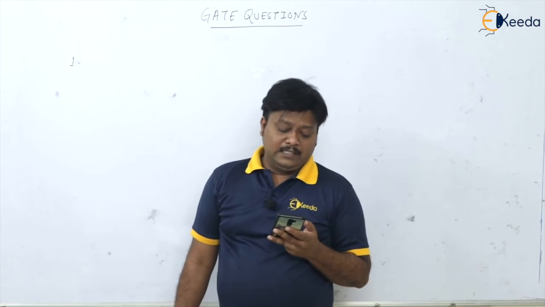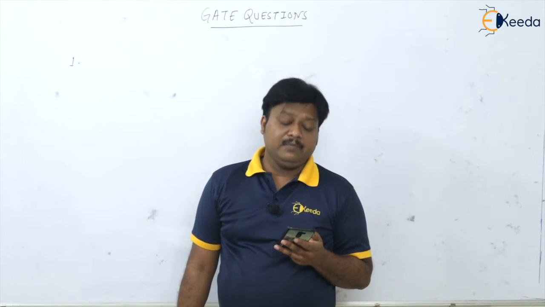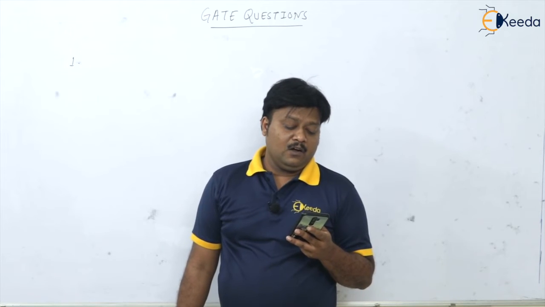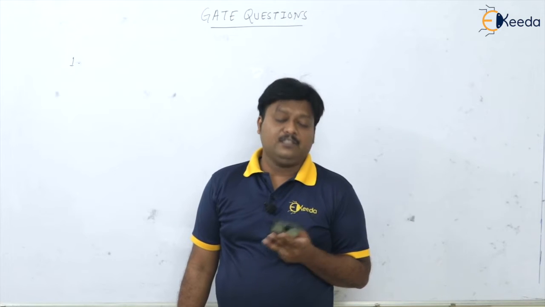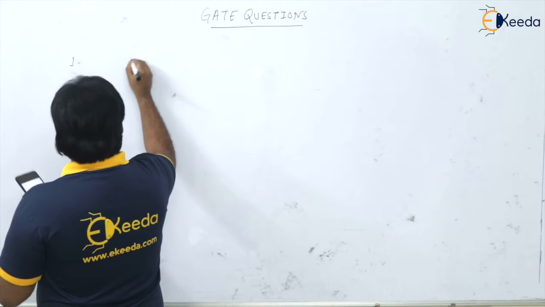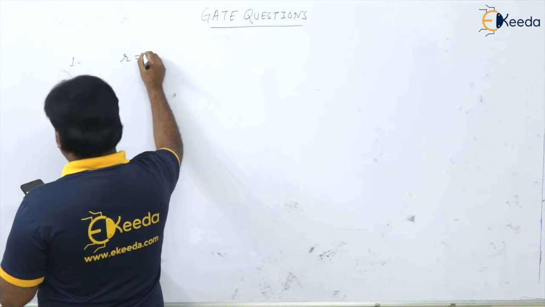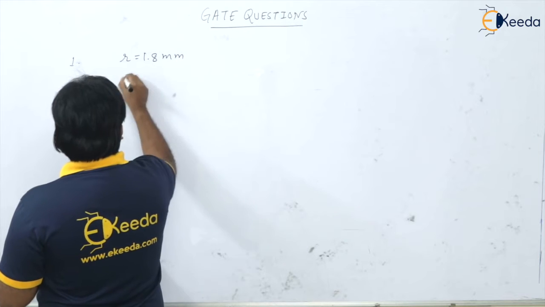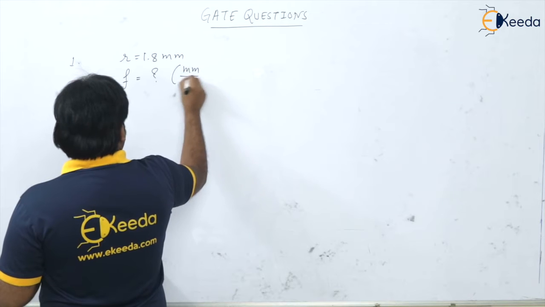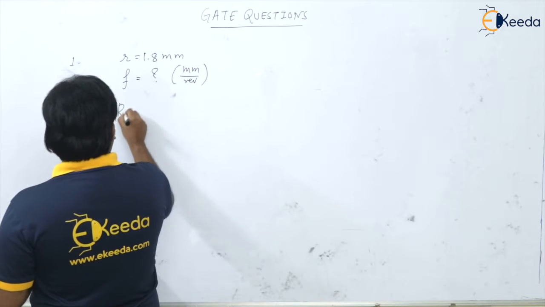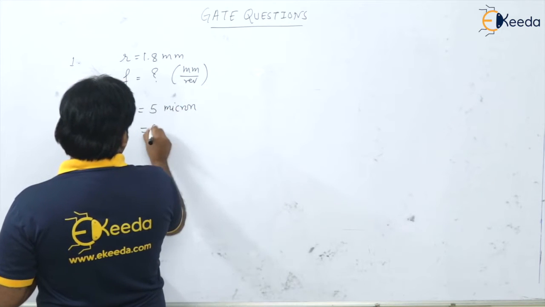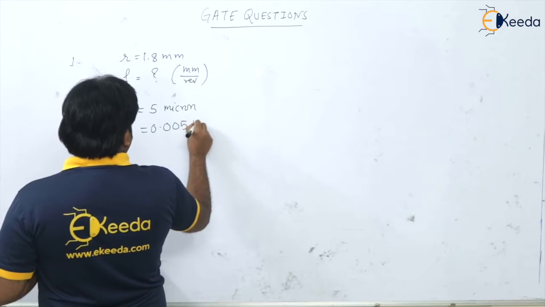A cutting tool has a nose radius of 1.8 millimeter and the feed rate for the theoretical surface roughness of 5 micron is. See, the nose radius R is given as 1.8 millimeter. They are asking the feed rate in mm per revolution. The theoretical surface roughness value is given as 5 micron, which is equal to 0.005 millimeter.